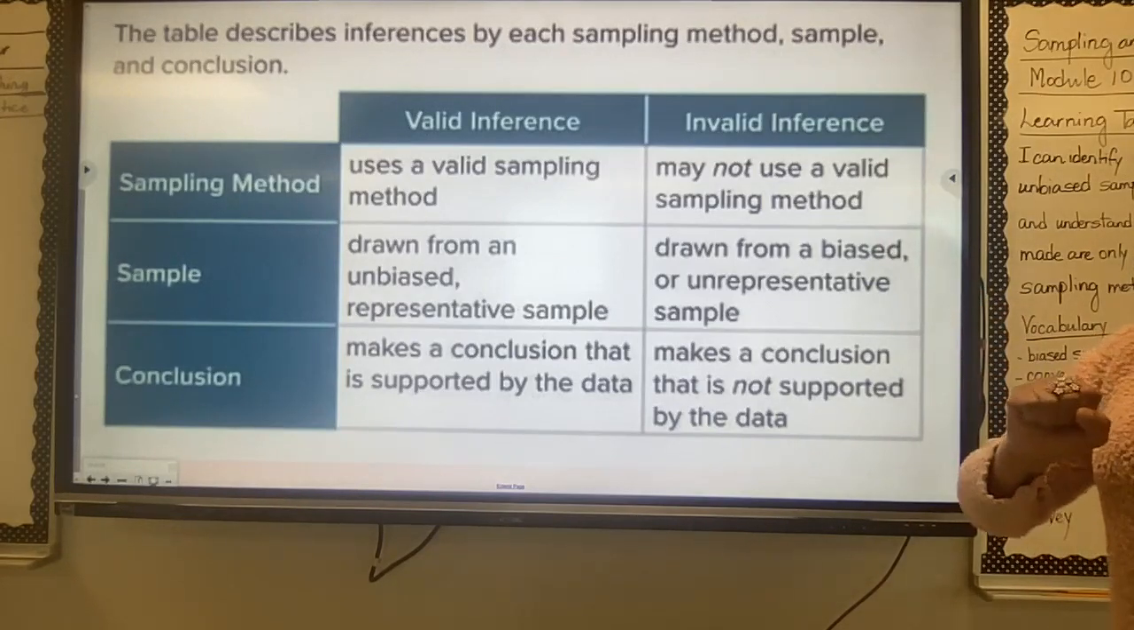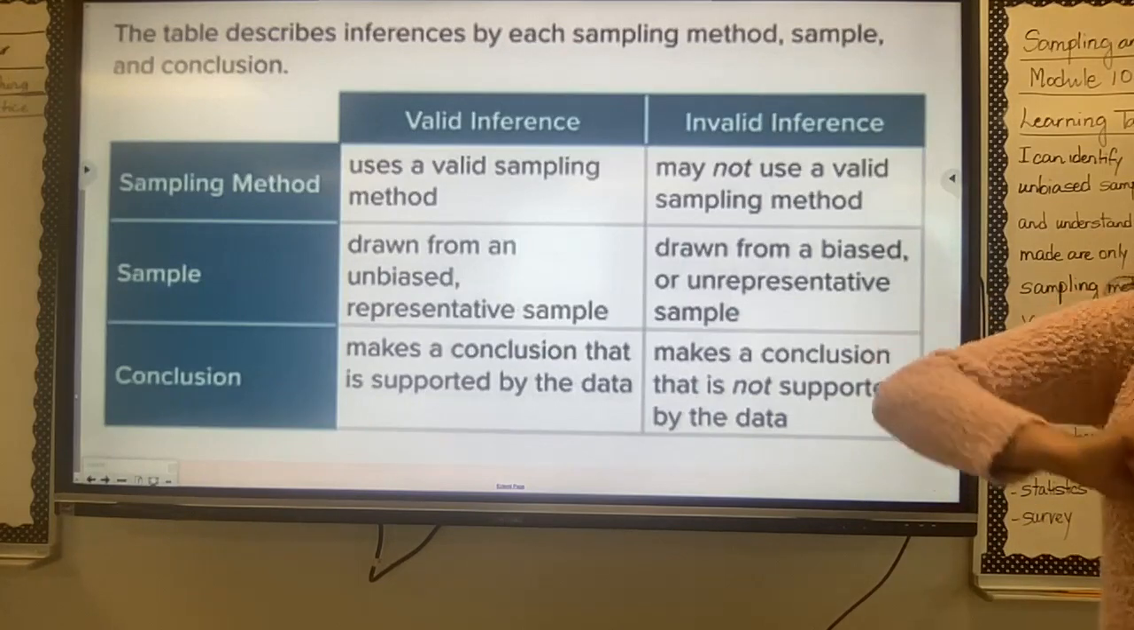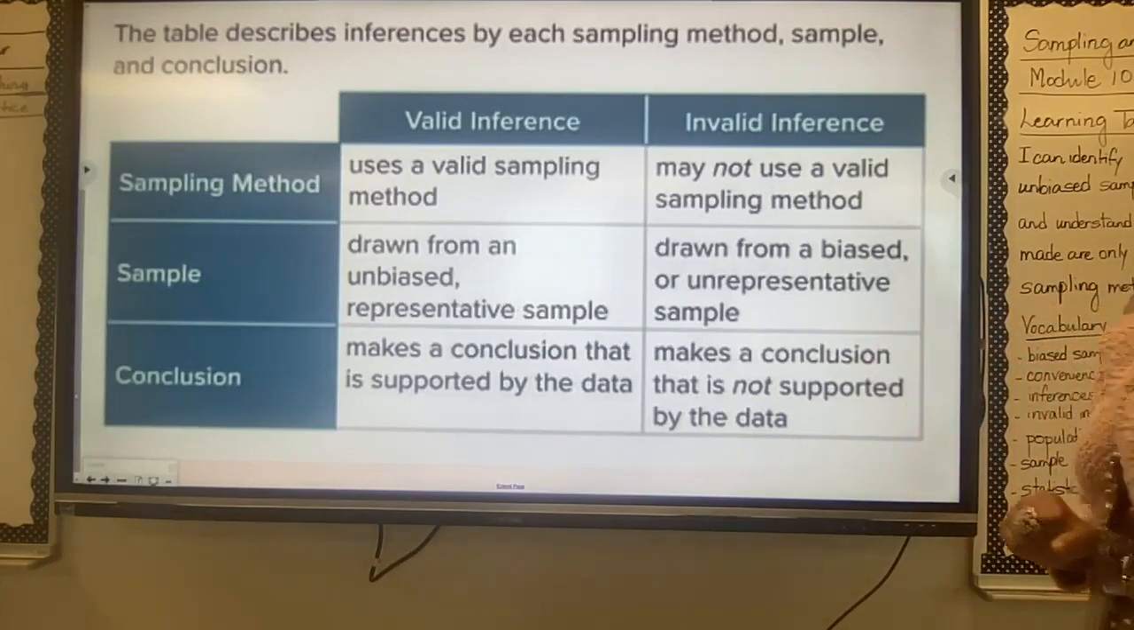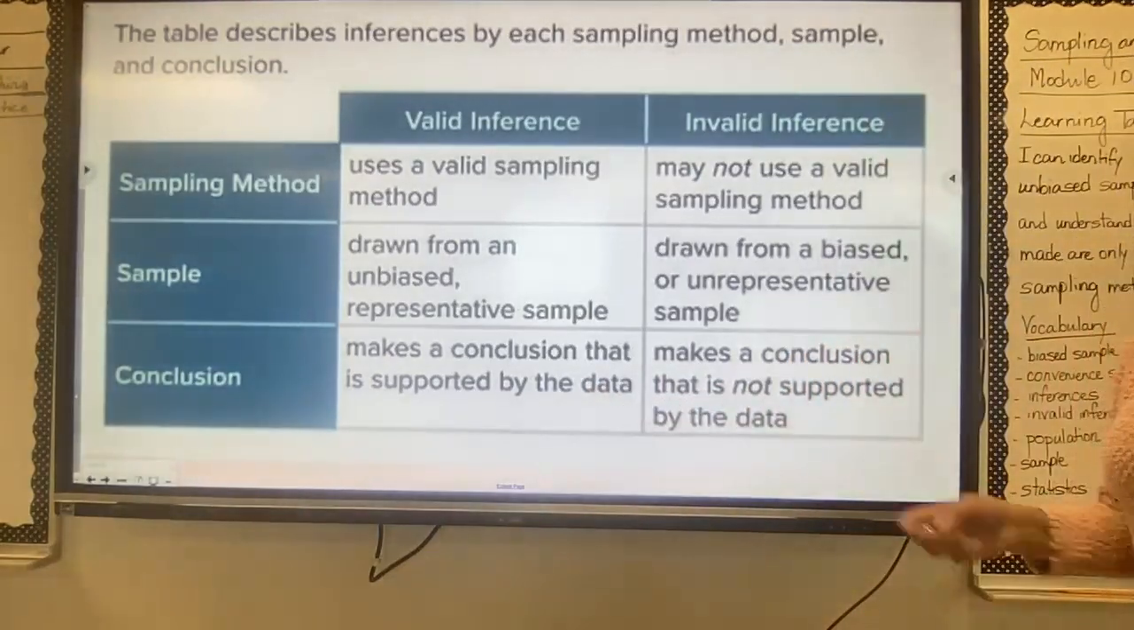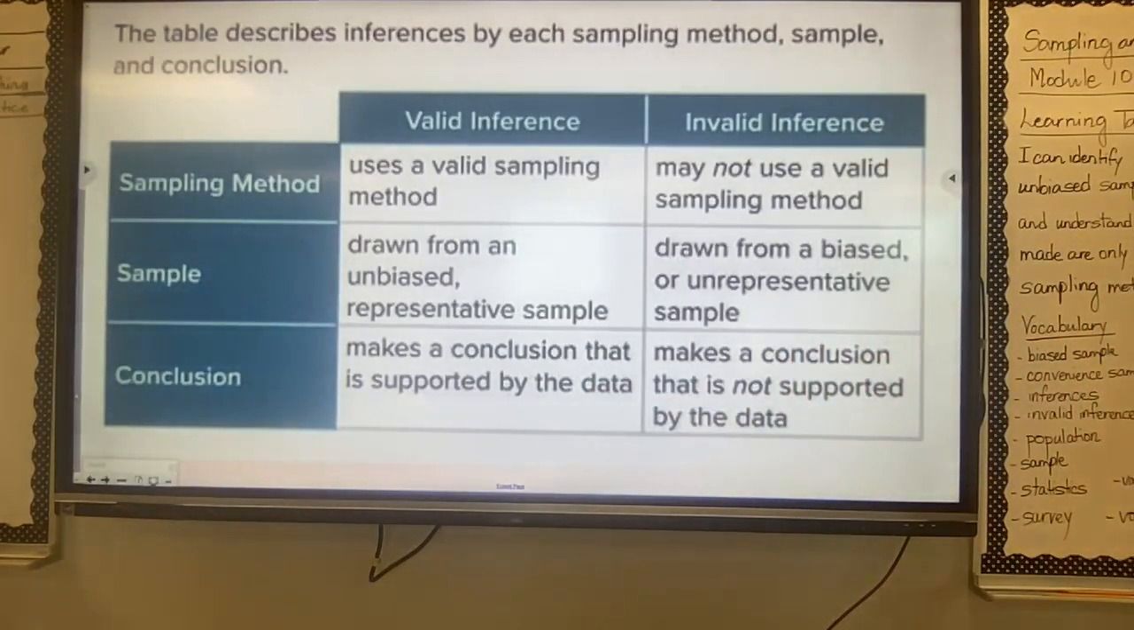Conclusion: the valid inference makes a conclusion that is supported by the data that is collected, and the invalid inference makes a conclusion that is not supported by the data because it is highly biased. So let's look at an example, and talk about what's a valid inference and an invalid one.